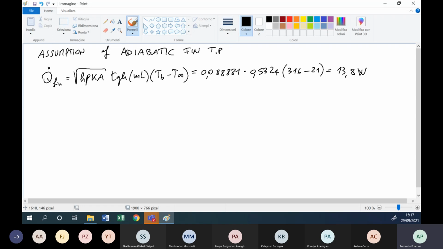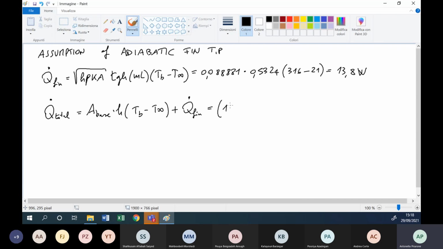15.8 watt. Now we want to estimate the Q total. That is the area of the base multiplying H, multiply T infinite, TB minus T infinite, plus Q fin.